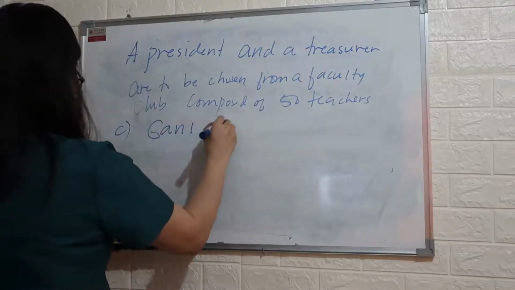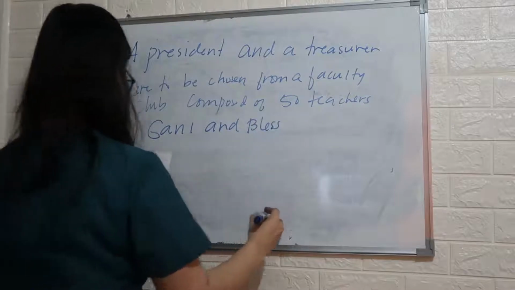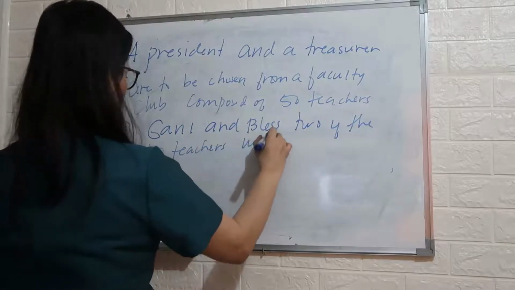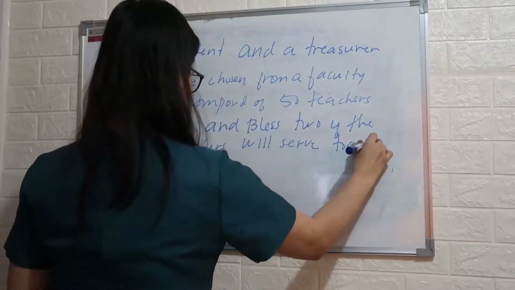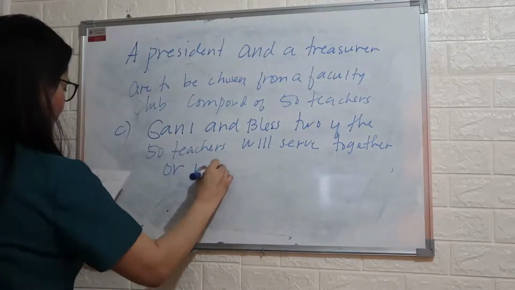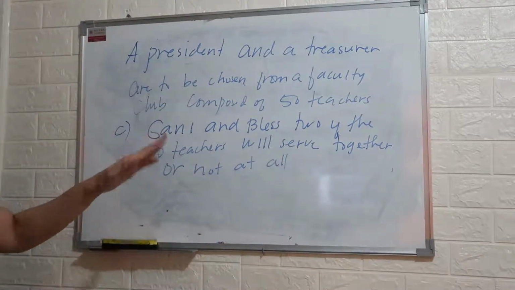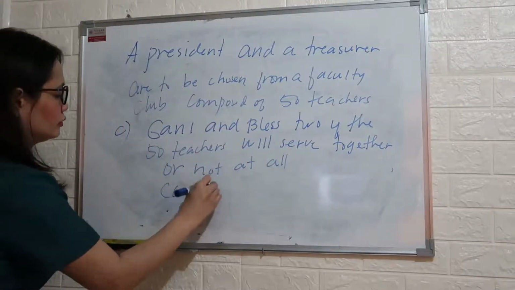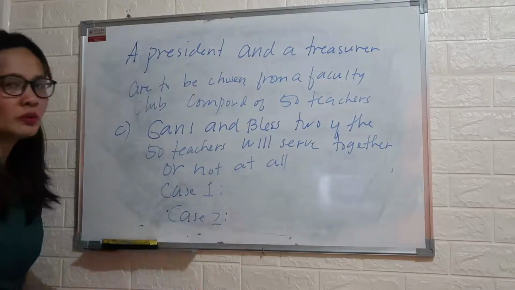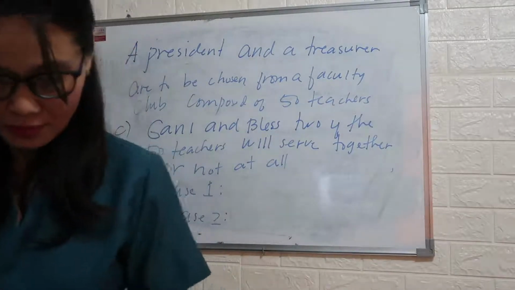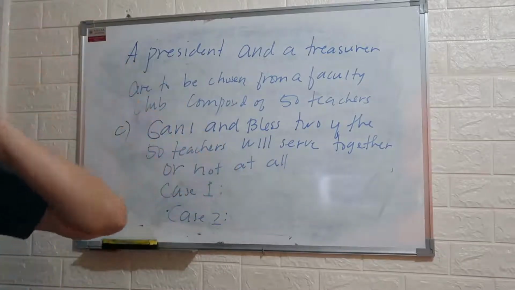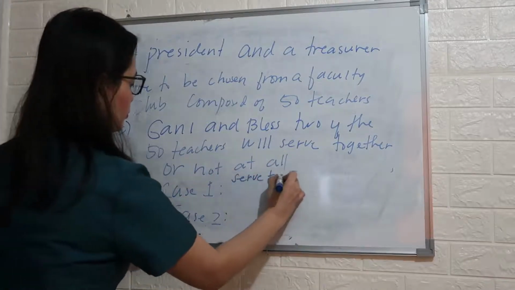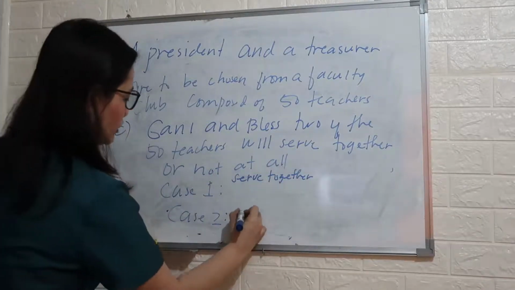Same problem with the condition, letter C. Gani and Leslie, two of the 50 teachers, will serve together or not at all. So you do have case 1 and then case 2. What will be your case 1? Case 1 is serve together, and then case 2, not.